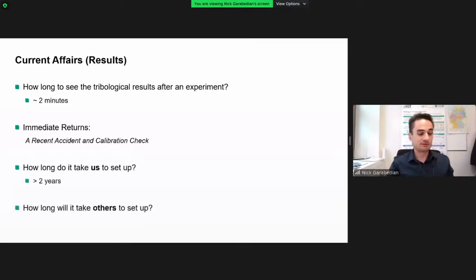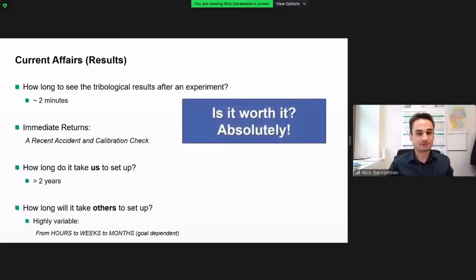Now, we've done the heavy lifting. I would say that with the outputs, it can take from hours to months, depending on the goals, to set up in another lab. So was this all worth it? I would say yes, absolutely.